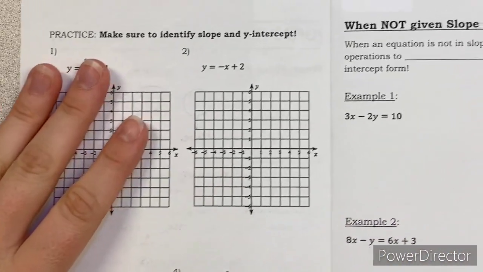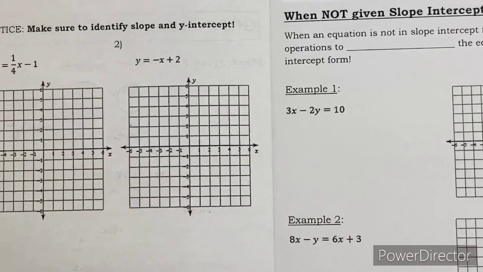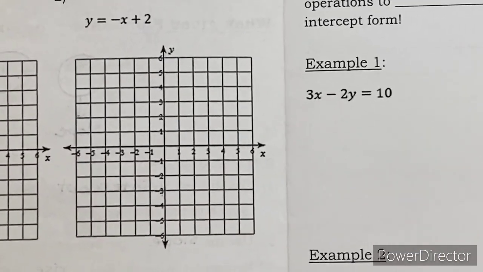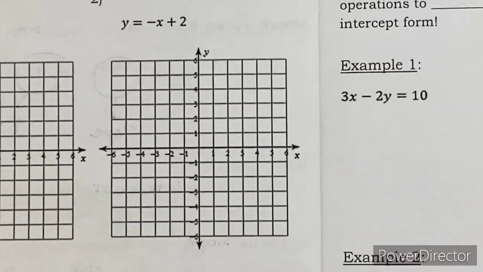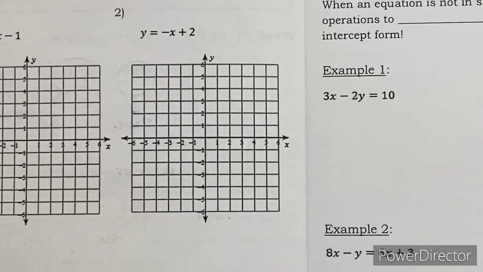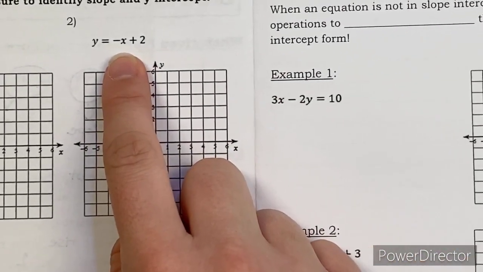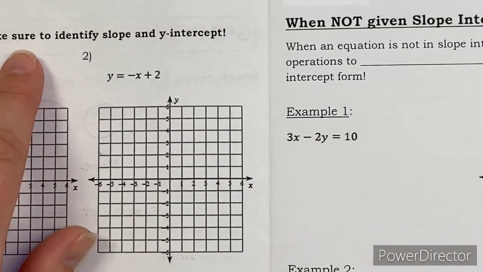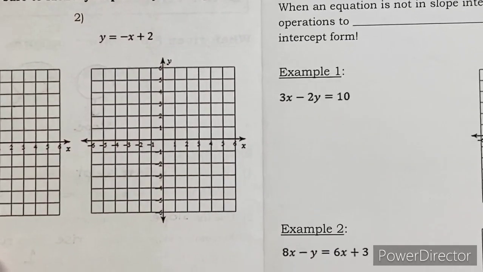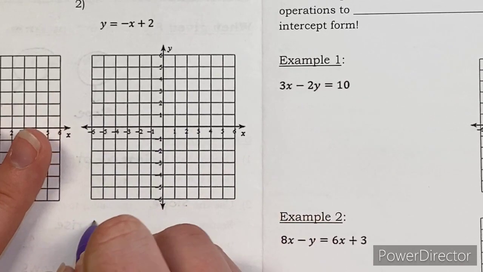So let's start with number 2, okay? So take a look at number 2. Zoom in a little bit for you. So number 2, we have y equals -x plus 2. So in the instructions, it said make sure to identify slope and y-intercept. So that's what I want to take care of first. So I'm going to do that right underneath here.